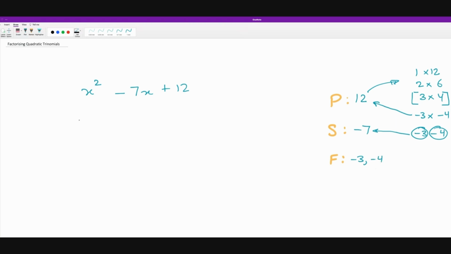And now, because we're doing the quick method, let's do this as quick as possible. So I'm going to have x in one bracket, x in the other bracket. What are my two factors? Minus 3 and minus 4. And that's what I'm going to put, minus 3 and minus 4. And that is that factorized.